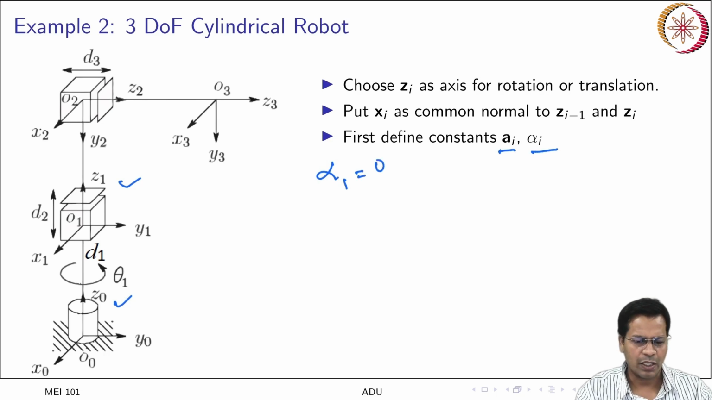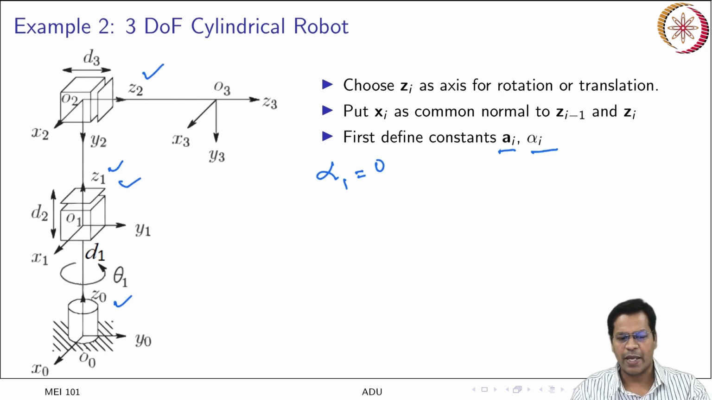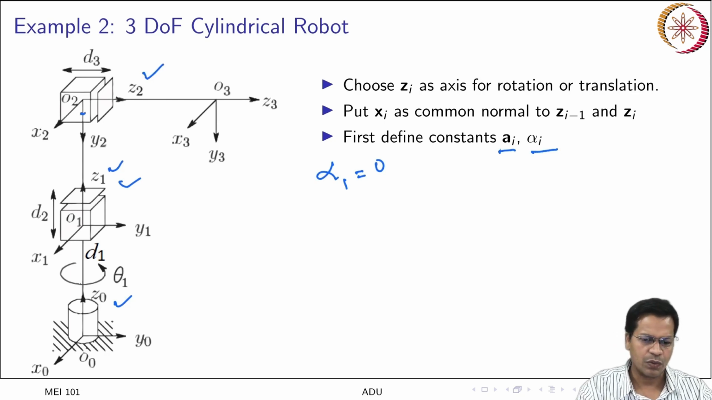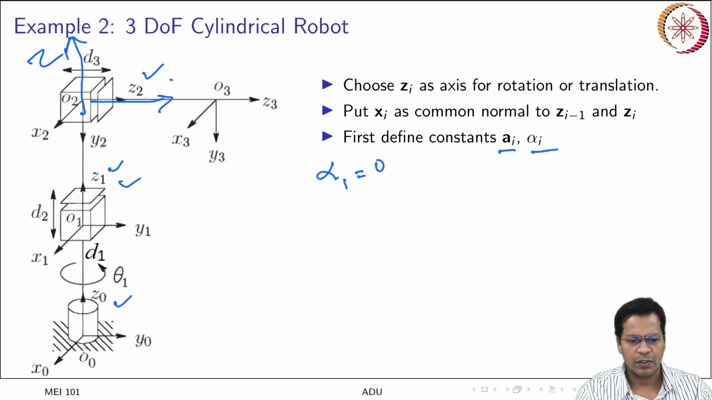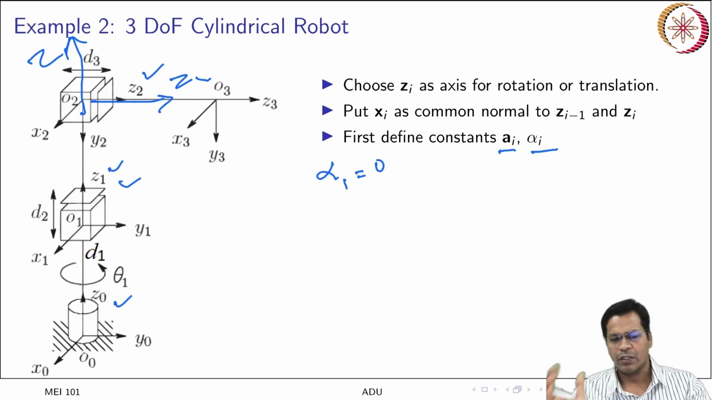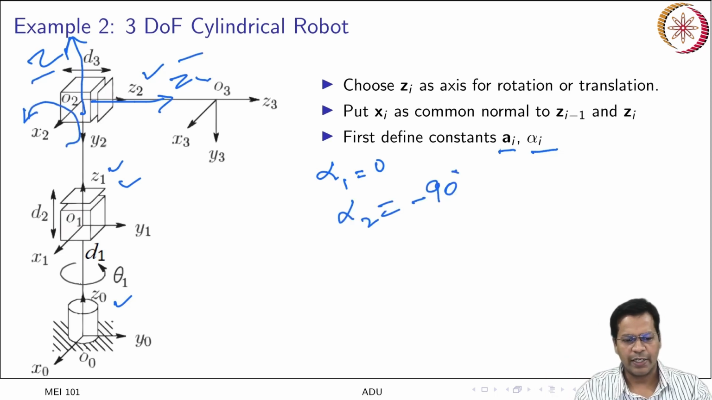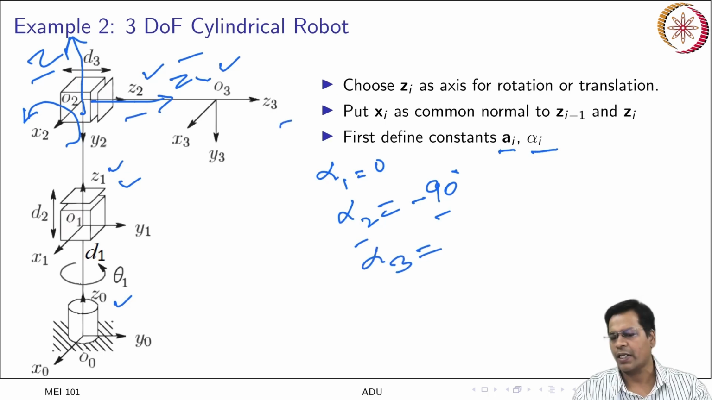Then talking about alpha 2, Z1 to Z2, you see there is some angle. So if this is your Z1, and this is your Z2, you have to rotate clockwise in order to align with Z2. So alpha 2 is equal to minus 90 degrees. Then there is your alpha 3. Again Z2 and Z3 are aligned together, so alpha 3 is equal to 0.